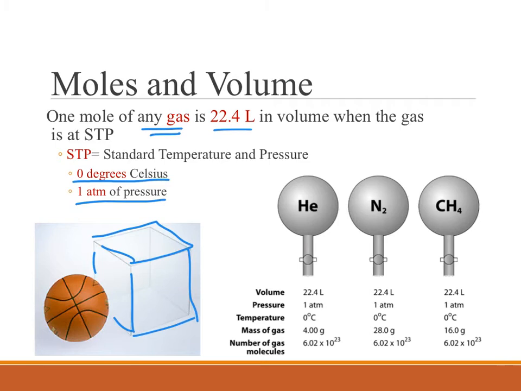It could be helium, which is going to have a mass of just 4 grams because it's a very small atom. Or it could be nitrogen with a mass of 28 grams. Or it could be methane, which is CH4 with a mass of 16 grams. But the particles, the number of atoms, is exactly the same in each one of those amounts, in 1 mole of each of those gases. Basically because of how gases are very spread out, the particles are far apart from each other, and so they're occupying the same volume.